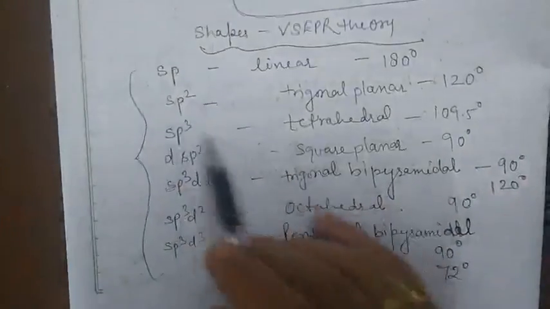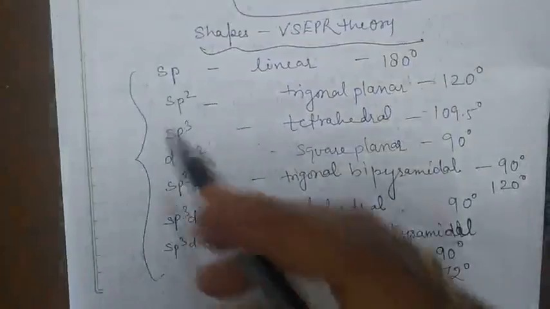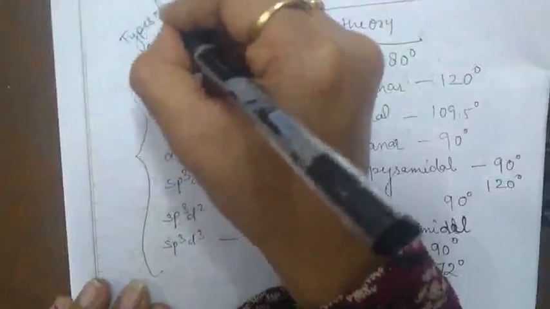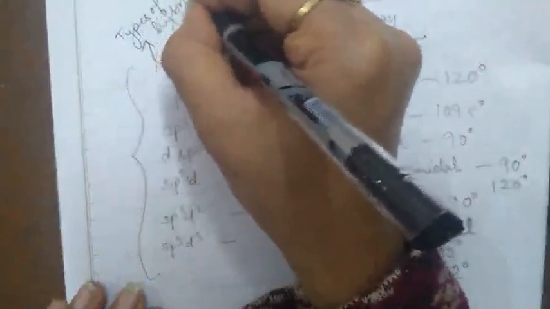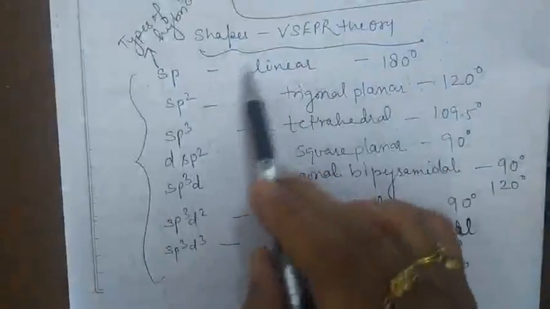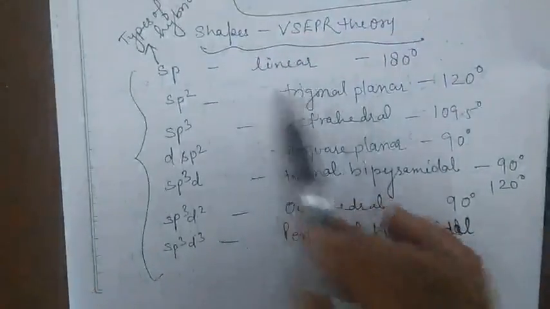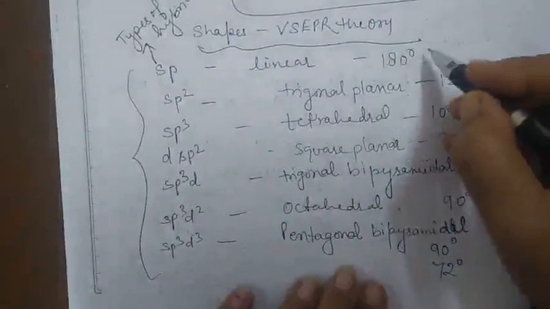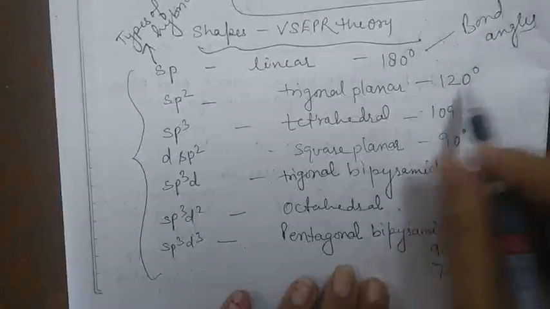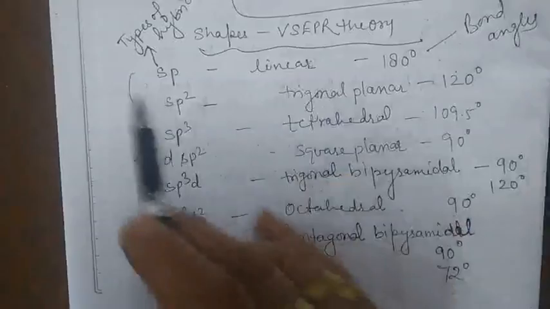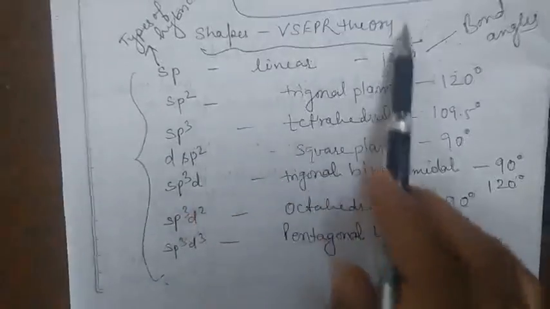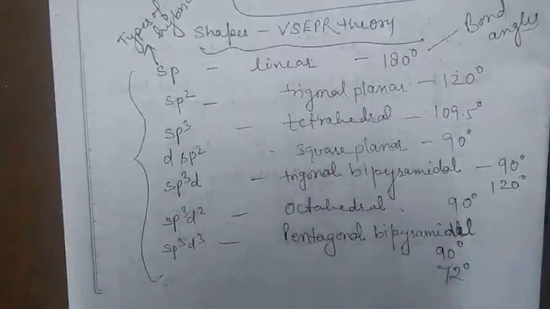So these are the types of hybridization, and these are the shapes or the geometry, and these are the bond angles. These are the shapes on the basis of VSEPR theory.